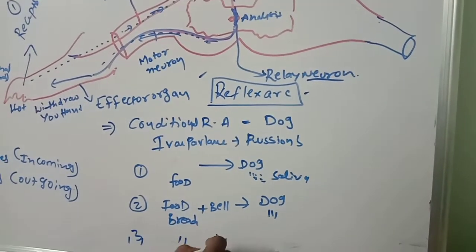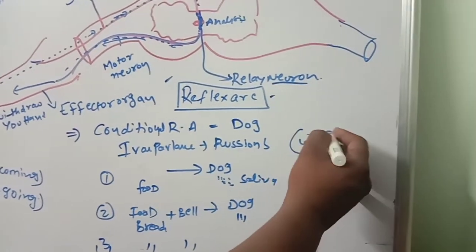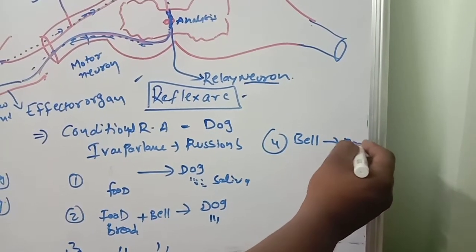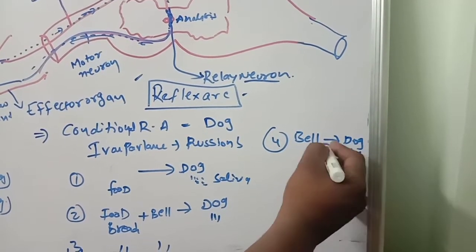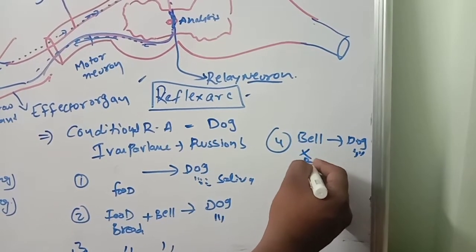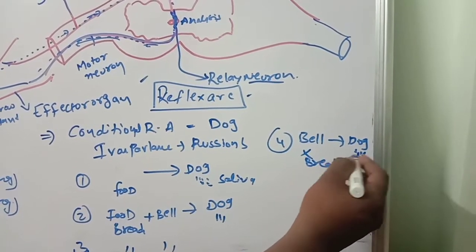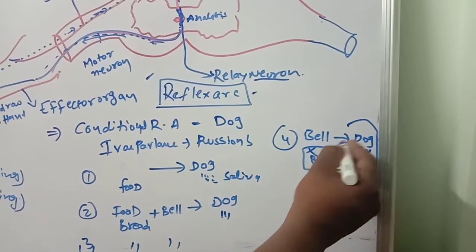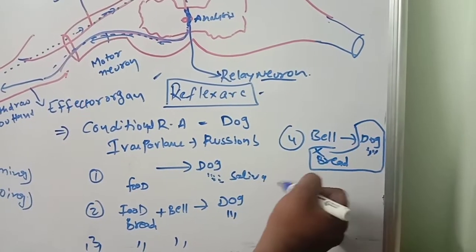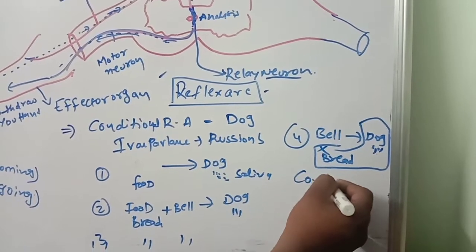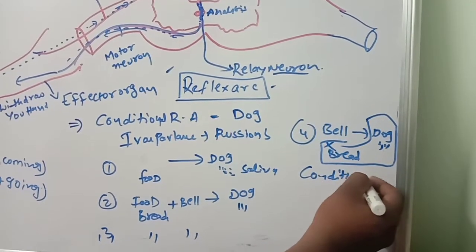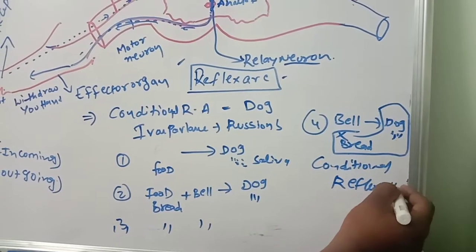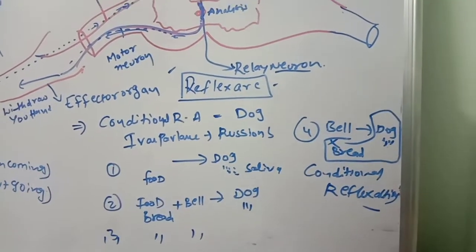The third case was the same. In the fourth case, he gave only the bell, with no food and no bread, and even then the dog secreted saliva. This kind of reaction is called a conditional reflex action.